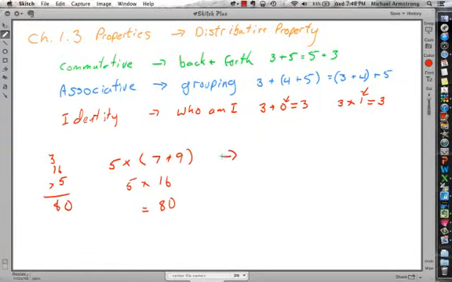But the distributive shows you another way to do it, and it's really cool. This is why we call this lesson an algebra lesson, because it comes in even more in algebra. It's something that you're going to see all the time when you get to algebra. All right. So what we do is we change it around. 5 times 7 plus 9.